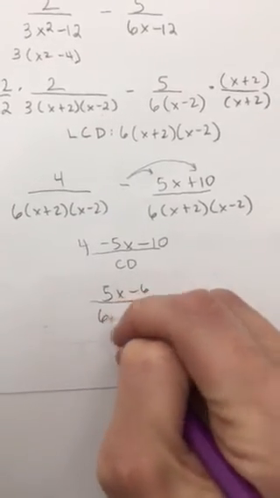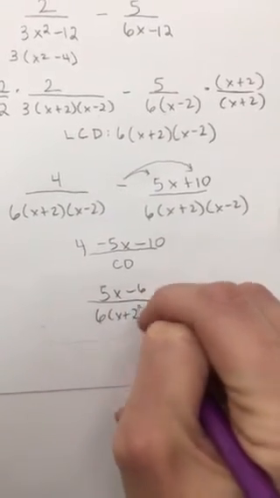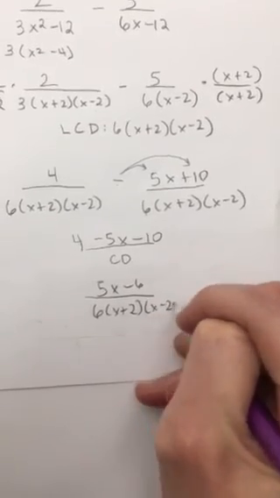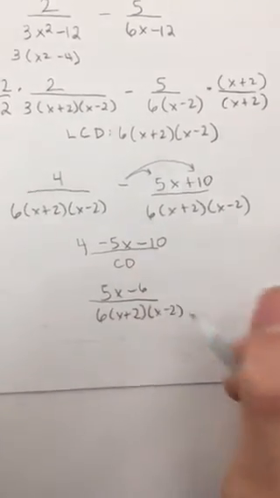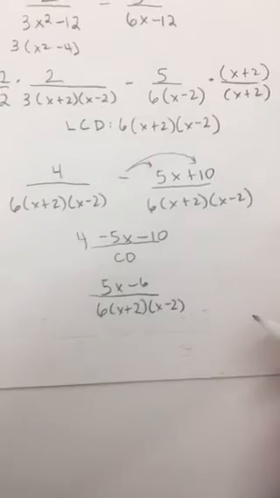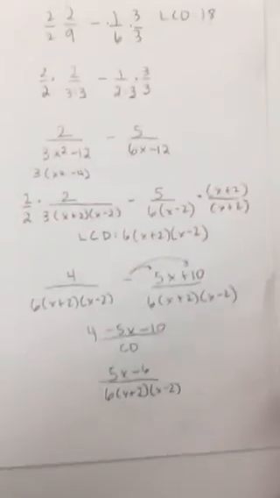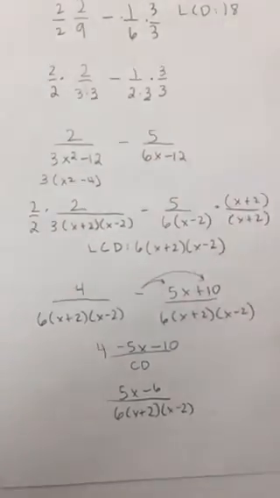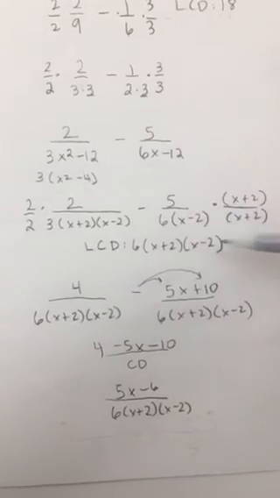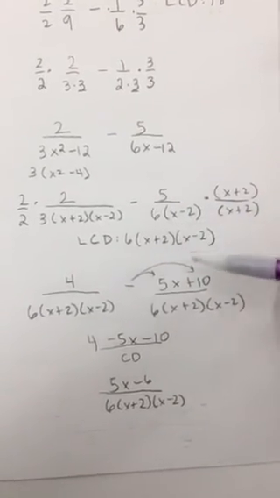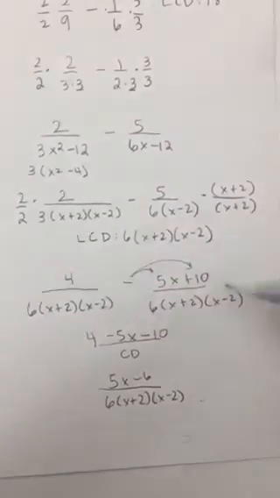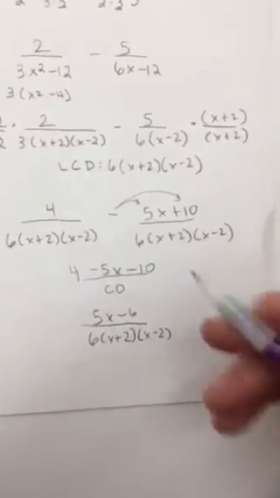And you don't have to multiply it out. You really can just leave it in factored form. It's just important that you simplify your numerator. So I hope that helped. Your goal is to factor, find the common part, transform each rational expression, and then combine your like terms.